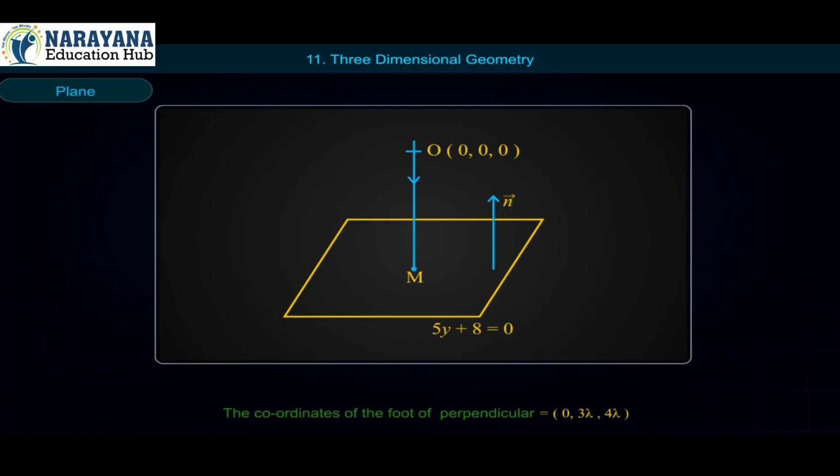Therefore, the coordinates of the foot of the perpendicular are (0, 3λ, 4λ) = (0, 3 × 6/25, 4 × 6/25) = (0, 18/25, 24/25).